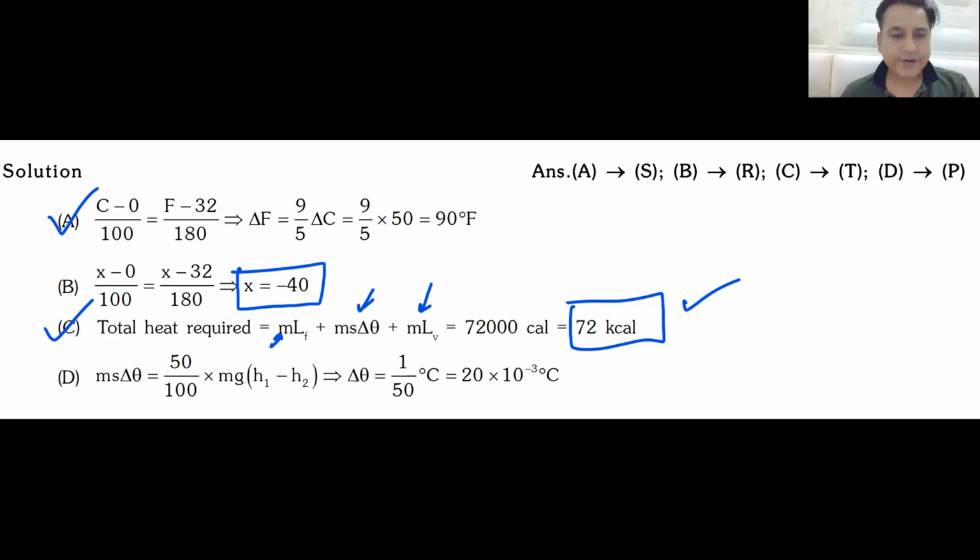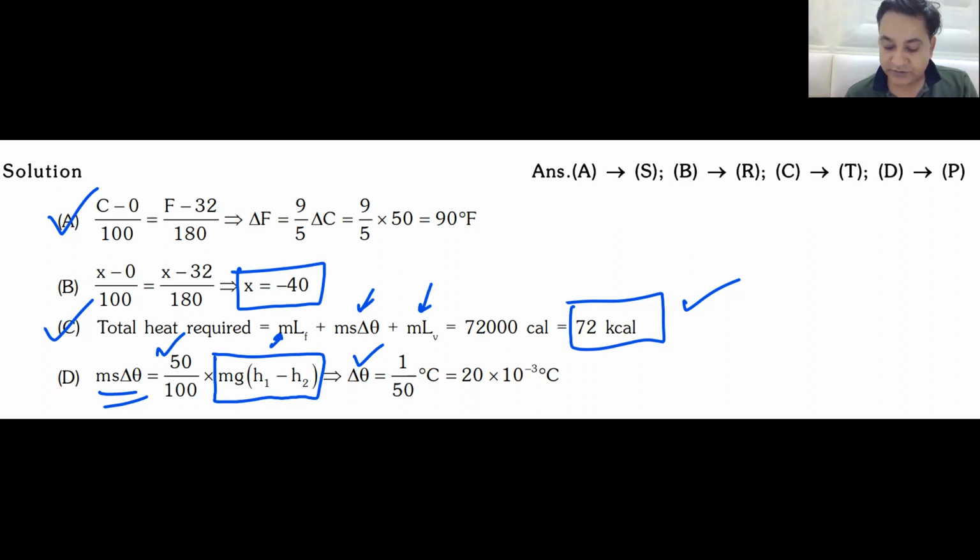Yes, sir. Okay. So the first 3 questions are straightforward. The fourth one is also straightforward. What is the loss in energy? It is mg(h1 minus h2). 50% of that is converted into heat. So you multiply it by 50 by 100. That must be ms delta theta. From there, you will get the value of change in temperature. I hope you got the answer. Yes or no? Yes, sir. It was pretty straightforward.